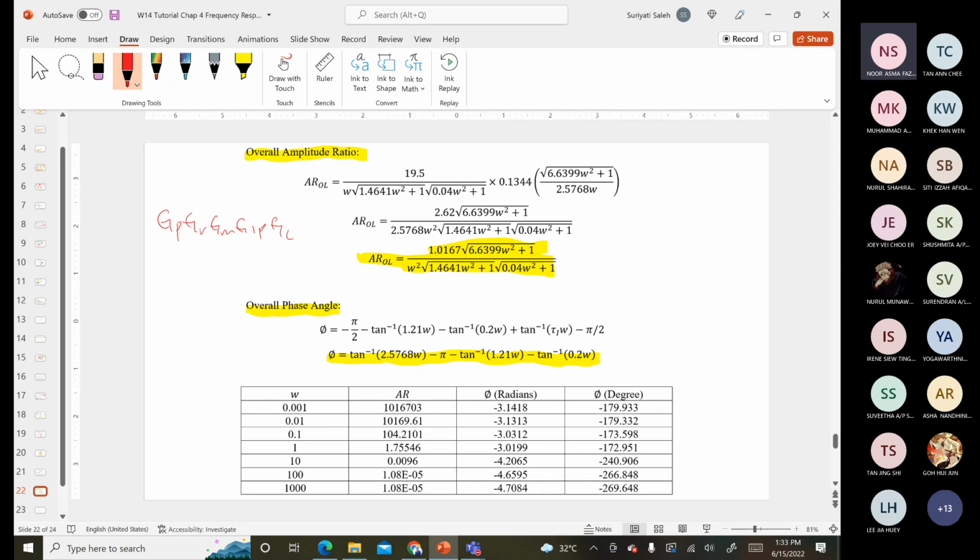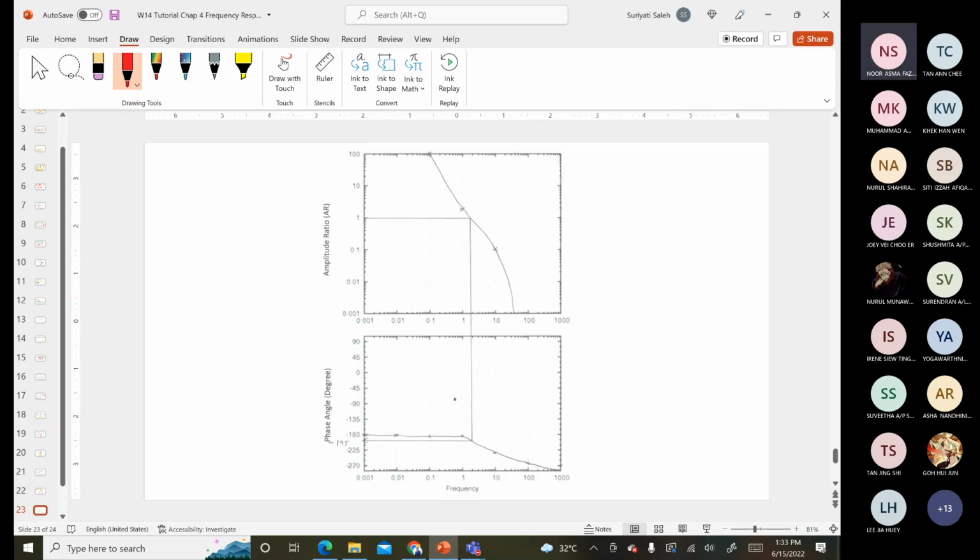So for this part, let's say we do the plotting. We put in the values of the frequency and calculate the AR and the angle, both in radian and degree. Let's say this is our diagram. Based on this, we follow the same steps in order to find the gain margin and the phase margin, where the gain margin is 1 over ARC, and the phase margin is 180 plus the angle at the G.